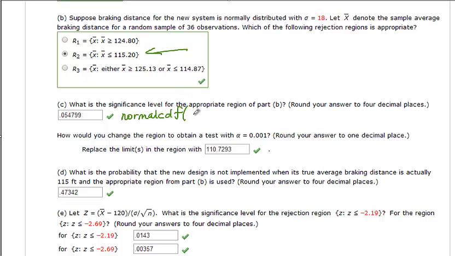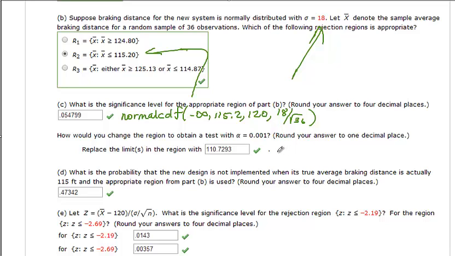Normal CDF. My lower limit was negative infinity, just basing it off this thing right here. My upper limit was the 115.2. My mean was the 120. And my standard deviation was, remember I have a sample here, so I take my standard deviation, which is 18 for me, divided by the square root of the number of samples or observations that I have. That's a 36 on this one, and then number crunch that to get my value.